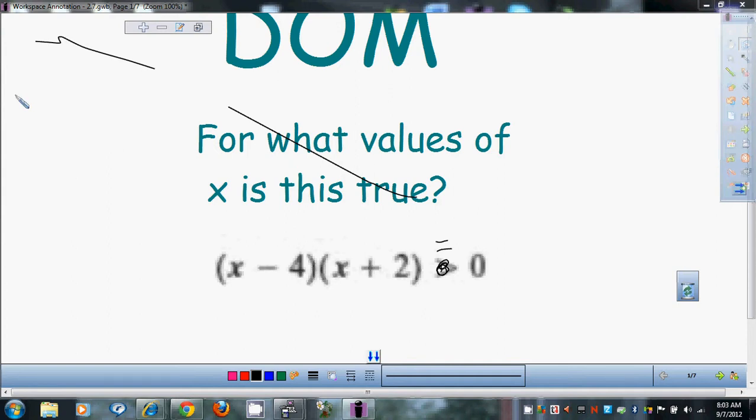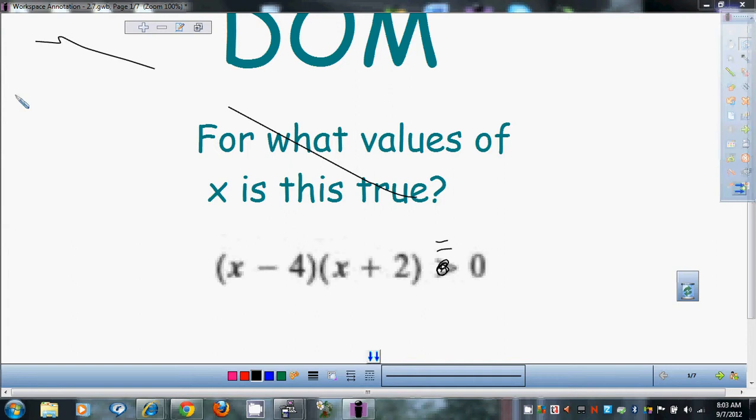That's right, Joey. 4 and negative 2 would make that thing equal to 0. The only thing that makes this tricky is you're not so much worried about where it's going to equal, but where it's going to be greater than. Well, let me ask you this. Is there anything here that's going to make this function discontinuous?